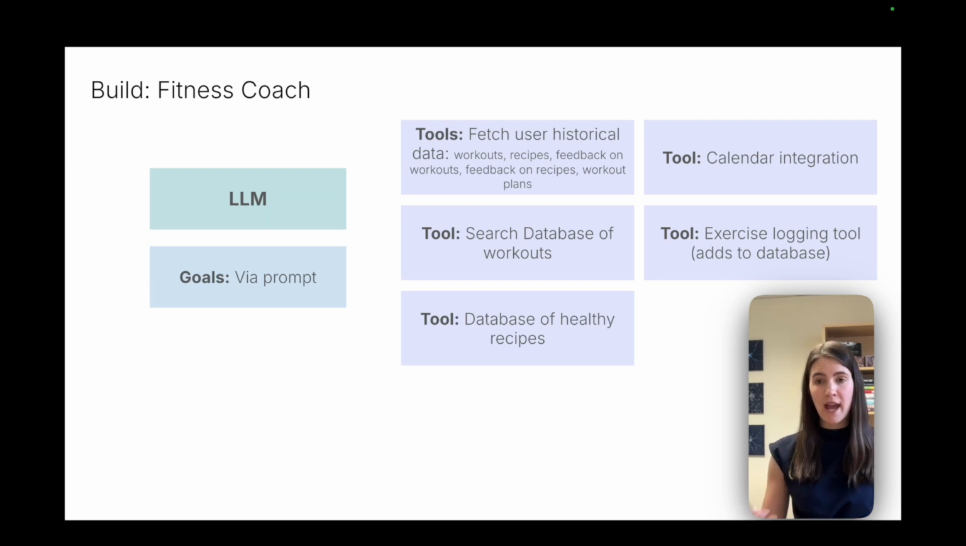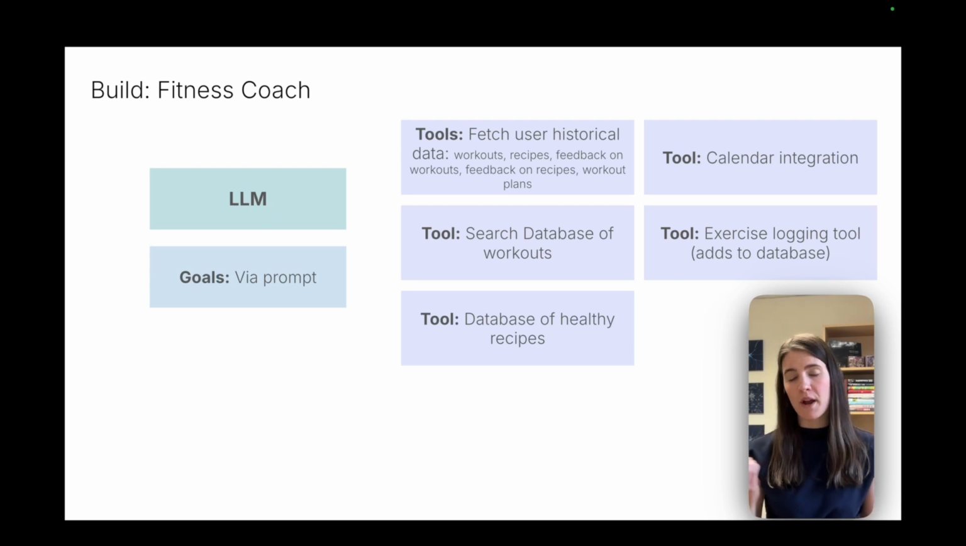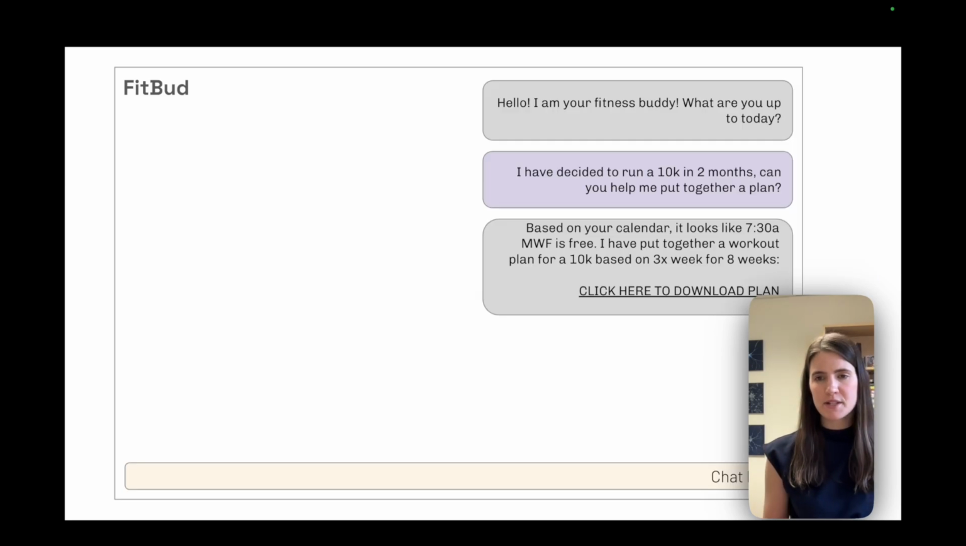We might have a tool for calendar integration. So we have an API that goes and grabs what their calendar looks like over the next week. We might have a tool for exercise logging, where we have a database and if a user says, hey, I did an exercise, we just add that to a database. So let's look at a couple of flows and see what this would look like behind the scenes.